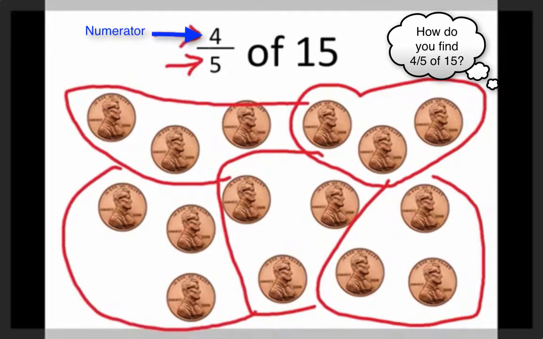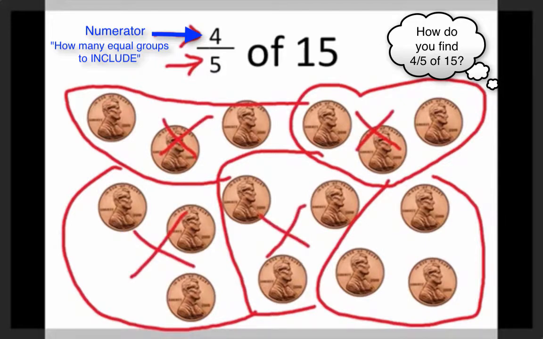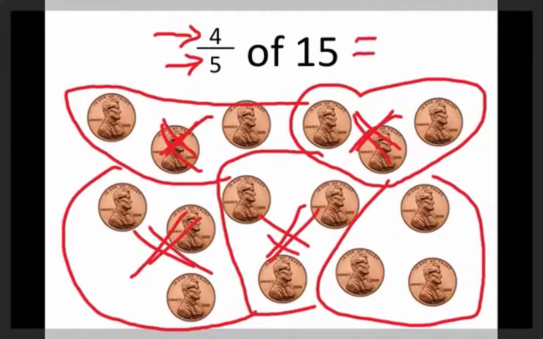The top number then, the numerator, tells us how many groups to consider. In this case, we're going to consider 4 of these groups. 1, 2, 3, 4. To know 4/5 of 15, I need to know how many pennies are in 4 of the 5 equal groups. In this case, there are groups of 3, and I need 4 of those groups. So 3, 6, 9, 12. 4/5 of 15 is 12 of those pennies.